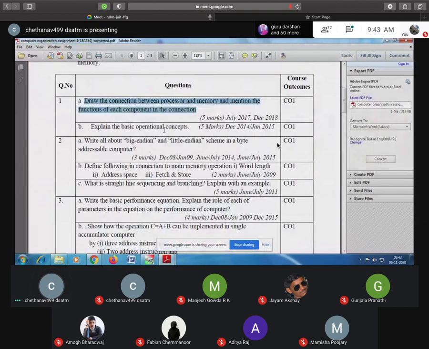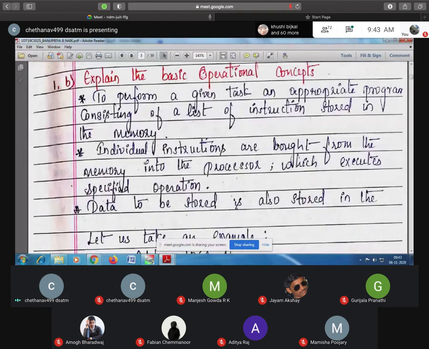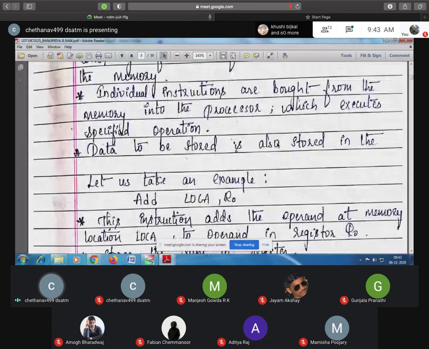I hope that's clear for the first question. Basic operational concepts means you have to explain the concepts. Which concept? One instruction you have to take: Add location A comma R naught. By taking this, you have to add two operands. The first operand is in location A. The second operand is in R naught.